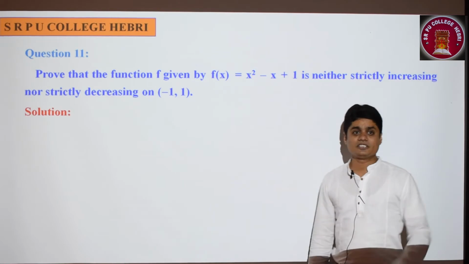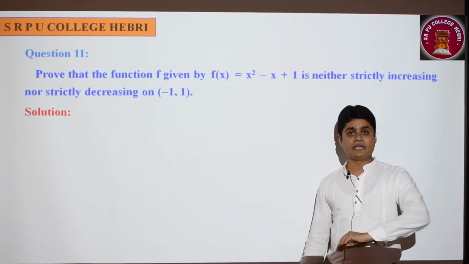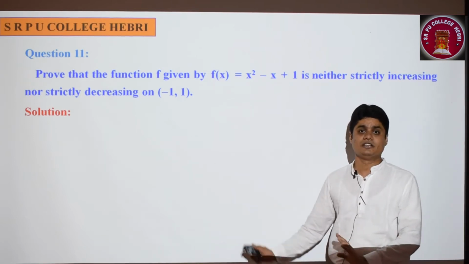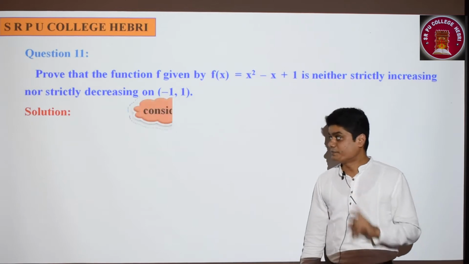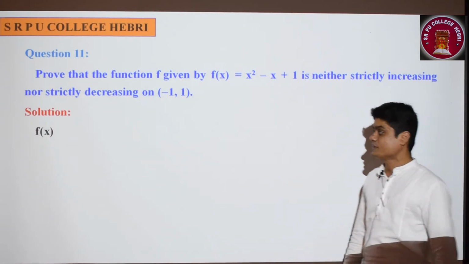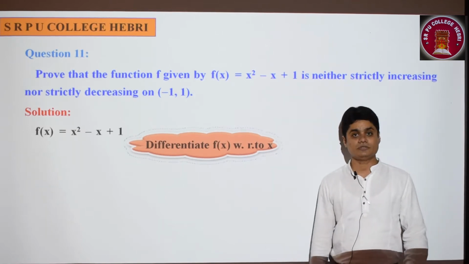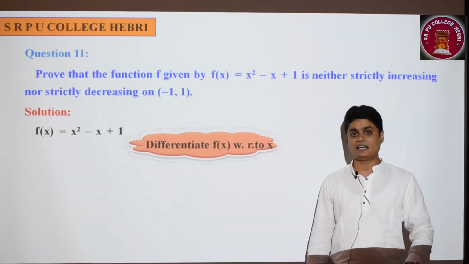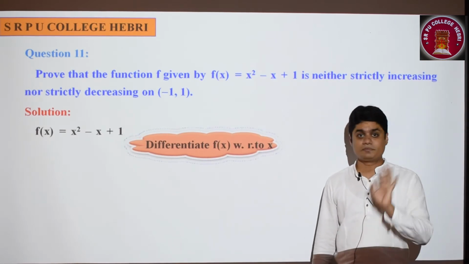Okay. So what is the basic procedure for increasing and decreasing functions? I hope you remember. See, even if you don't know anything, at least differentiate the given function and you get 1 mark. So the first basic step is to consider the function f of x is equal to x square minus x plus 1 and differentiate with respect to x. Differentiation won't be difficult. If you don't understand anything, at least write that answer for this 1 mark, they will give 100% 1 mark.